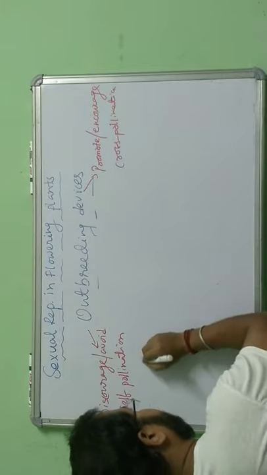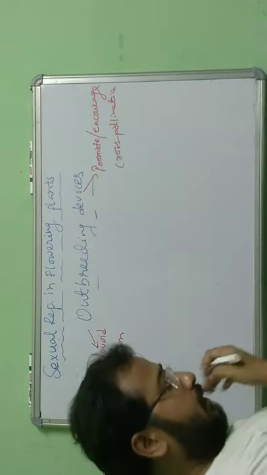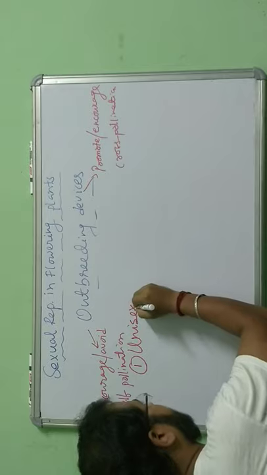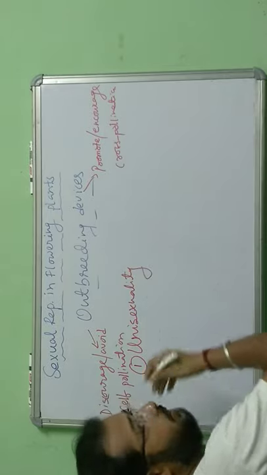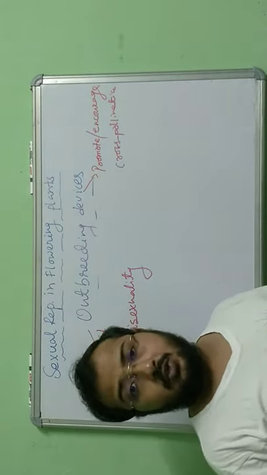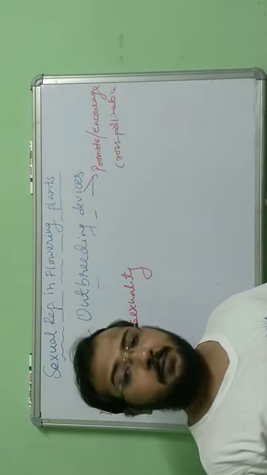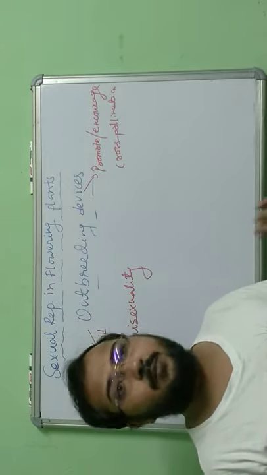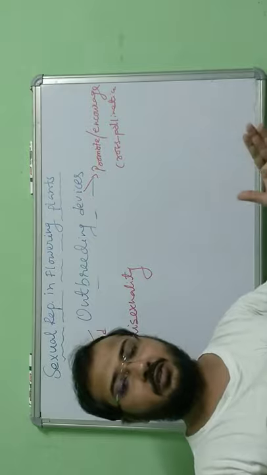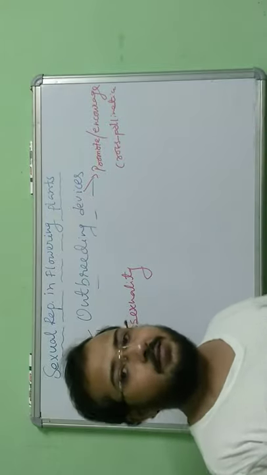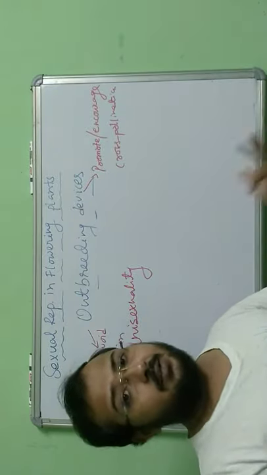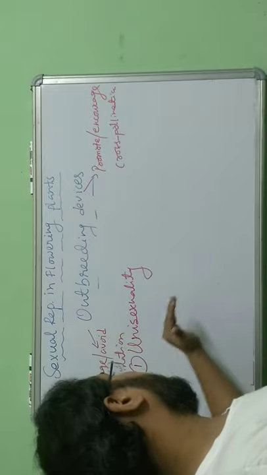Number one, unisexuality. As I said, most flowering plants produce bisexual flowers. Bisexual flower means stigma and anther are present in the same flower, so definitely this atmosphere promotes self-pollination. But if the plants start producing unisexual flowers, male flowers different and female flowers different, then definitely it promotes cross-pollination. Even if they are on the same plant, it still promotes cross-pollination. So this is the first step, unisexual flowers.